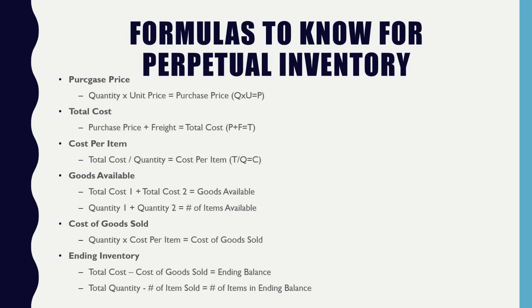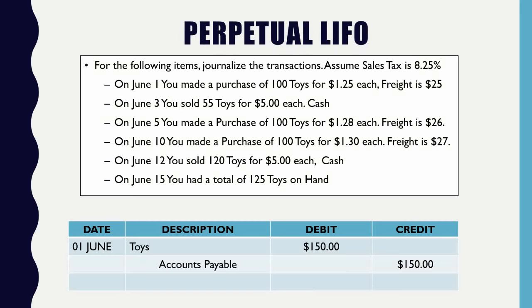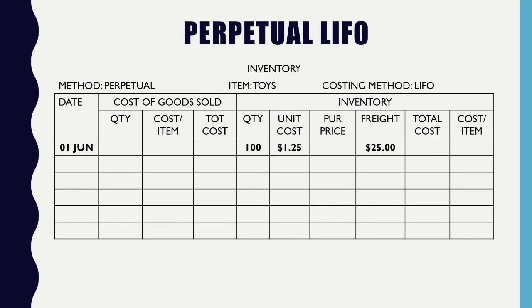We've mentioned it before, the formulas are going to be identical to your previous one. The FIFO method is identical to the LIFO method. Nothing different. So let's dive right into the example. On June 1st, we made a purchase of 100 toys at $1.25 with a freight of $25, and we're going to plug it into our inventory worksheet. Just like before, we skip over section 1, which is our cost of goods sold, and go right into our purchases.